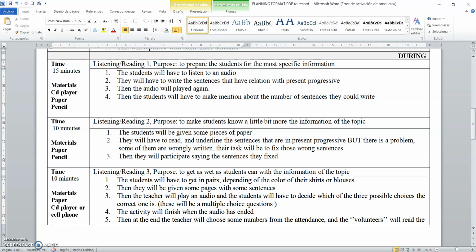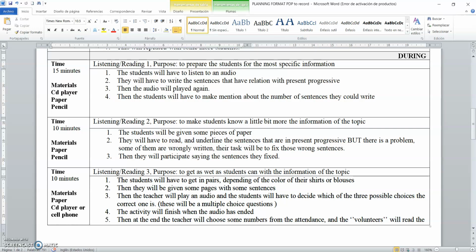Then the students will have to make mention of the number of sentences they could write. So for that reason they have to pay attention, because after that, at the end of the activity, some students are going to have to say what they remembered or what they wrote, because if they want, they can write. I'm sorry.